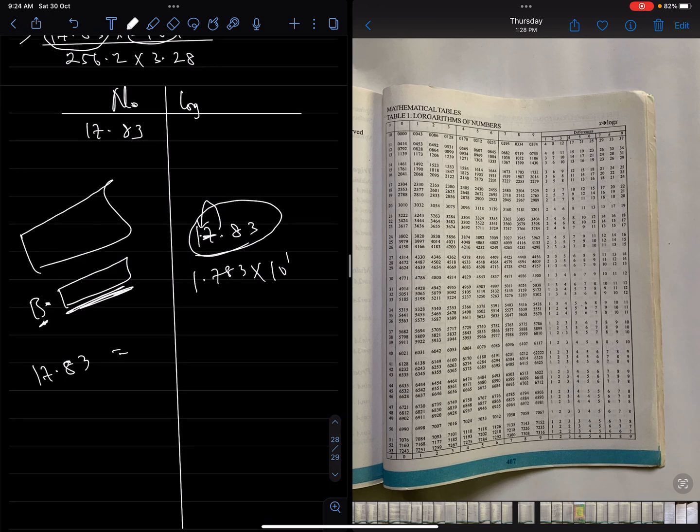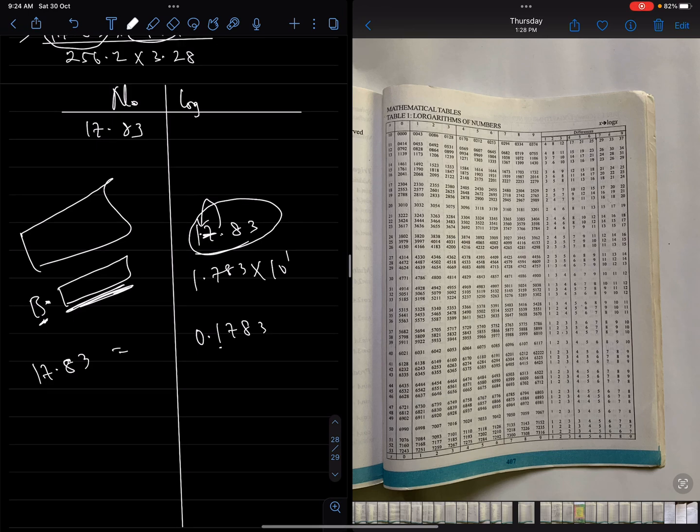If it were this, for example, 0.1783, and you want to write it in standard form, the first thing you have to do is move the decimal point. That's 1.783 times 10 raised to the power minus 2, because I moved to the right. Exactly. The power of 10 will be the number of times you moved. So when you move to the right, the power of 10 will be negative. When you move to the left, the power of 10 will be positive. Do you understand?